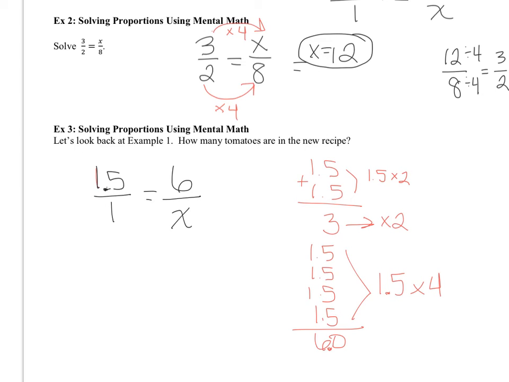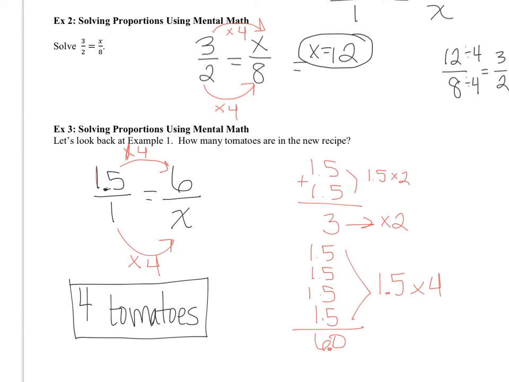Now you probably were able to do that in your head. I just wanted to kind of break it apart and show you what I did. So 1.5 times 4 is equal to 6, so that means I have to do the same thing down here. 1 times 4 will give me how many tomatoes are needed. I will need 4 tomatoes to make a proportional recipe when I'm using 6 cups of black beans. Now, if this part kind of confused you and you're not sure exactly what Mrs. Banka did, let's take another route here.